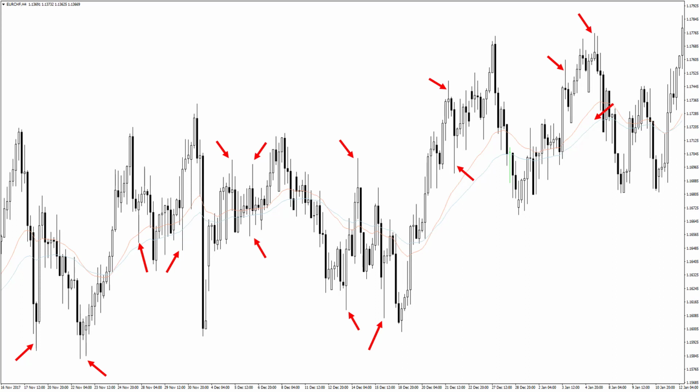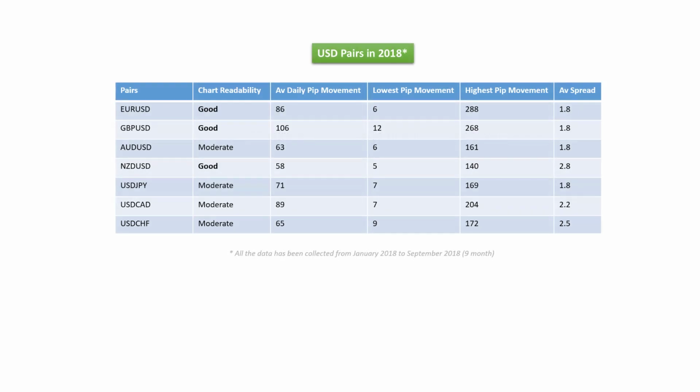Now let me show you the market behavior pattern of all the 28 majors and cross currency pairs in their individual currency baskets, which will let you choose the best currency pairs more easily. Okay, so as you can see, this is the table of all the 7 USD major currency pairs where the USD has been paired up with the other 7 major currencies. You can download these and the next tables after this lecture.